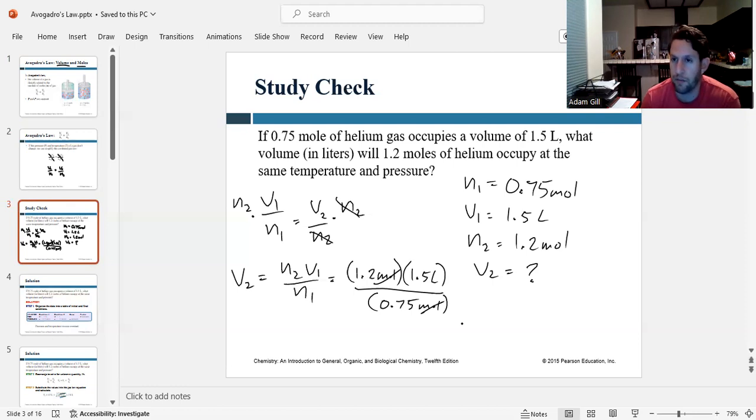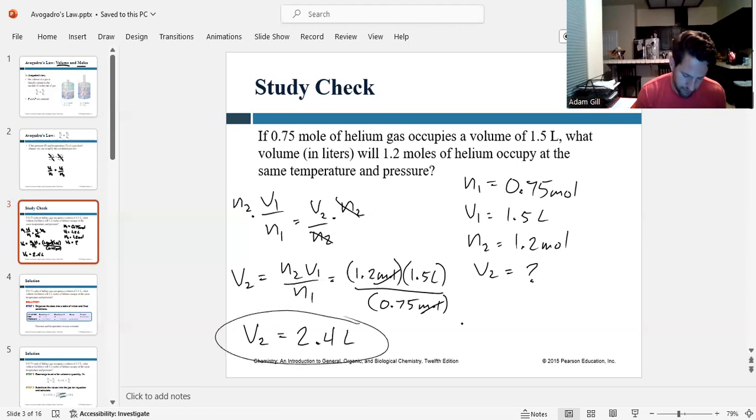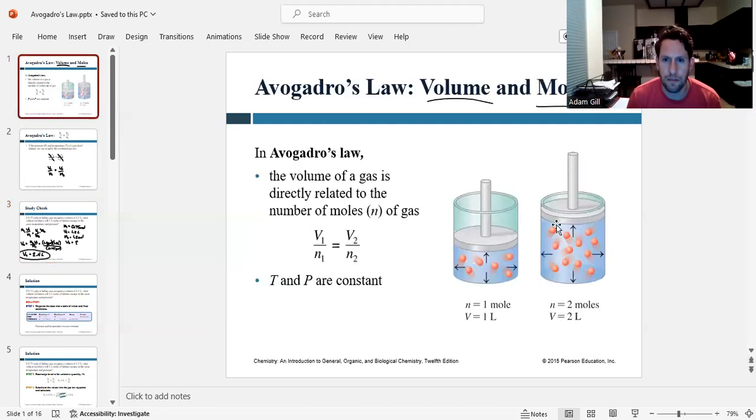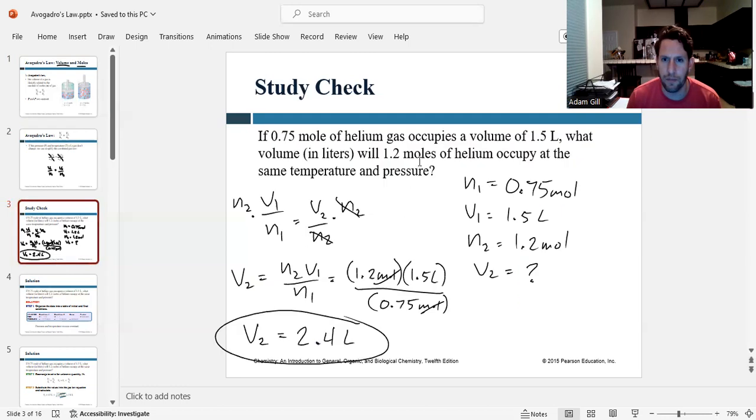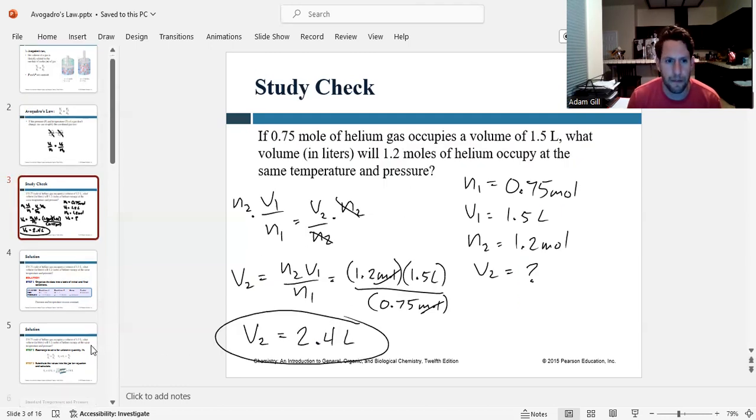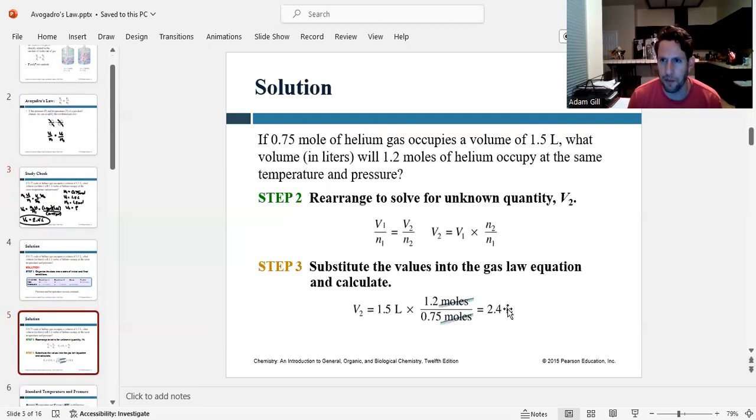Makes sense because we're solving for a volume. So volume 2 is equal to 1.2 times 1.5 divided by 0.75 gives me 2.4 liters. Which makes sense, right? If we increase the number of moles, we should be increasing in volume. And so we went from 1.5 liters to 2.4. Makes sense. And it looks like we solved it correct.